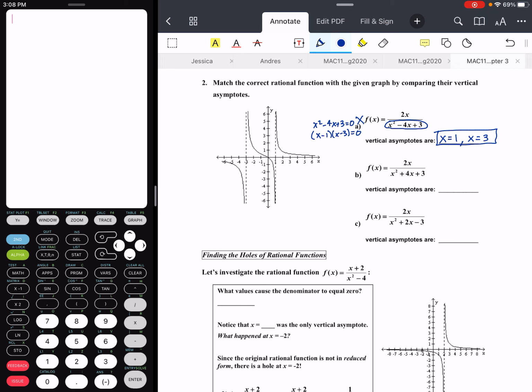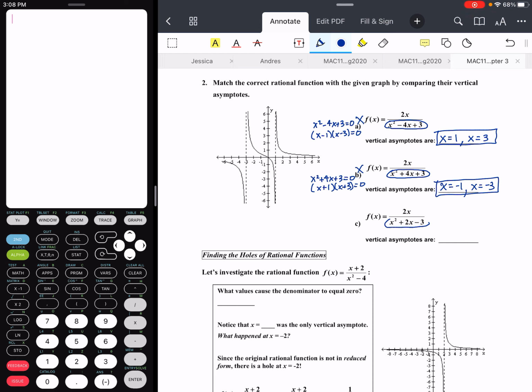Okay, for b, looking at my denominator, to find the vertical asymptotes, I would set x squared plus 4x plus 3 equal to 0, x plus 1 times x plus 3 equals 0. Set each of those factors equal to 0. If I set x plus 1 equal to 0, I get x equals negative 1. x plus 3 equals 0 gives me x equals negative 3. So these would be the vertical asymptotes for that function in part b. Again, we don't have a match with our graph, so no match.